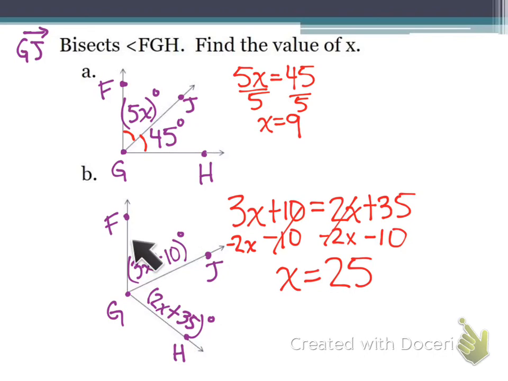If they had asked us to find the measure of angle GJ, what would we have done? Plug the x back in and figure out what that comes out to be. Okay, so sometimes you might get asked questions like that in the future. You just have to take the variable and plug it back in.